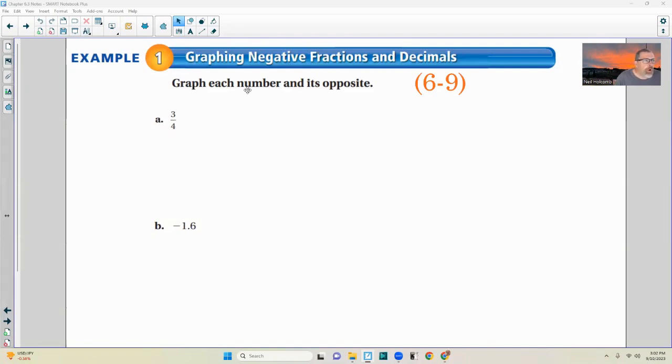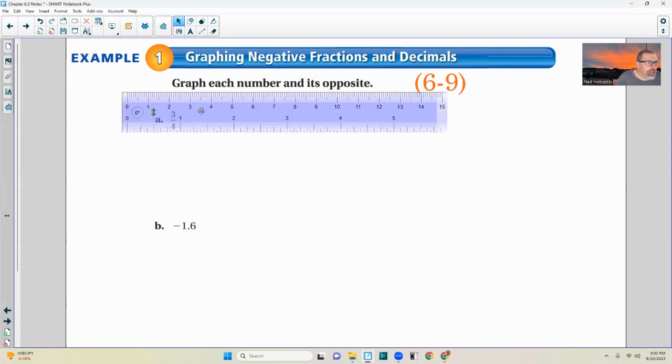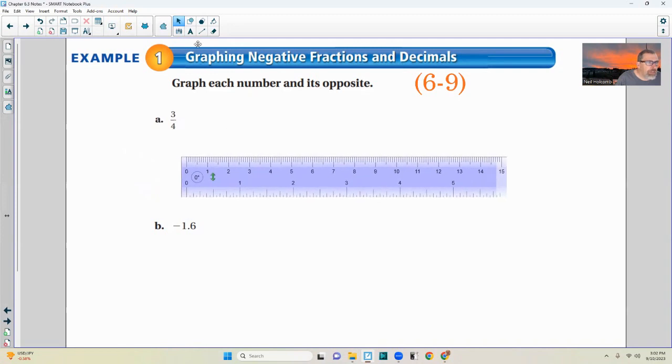Okay, so here's example 1. Graphing negative fractions and decimals. Graph each number and its opposite. A says to graph 3/4 and then its opposite. So what I'm going to do is get my ruler, and I need everybody to do this. Be very precise when you're doing this.